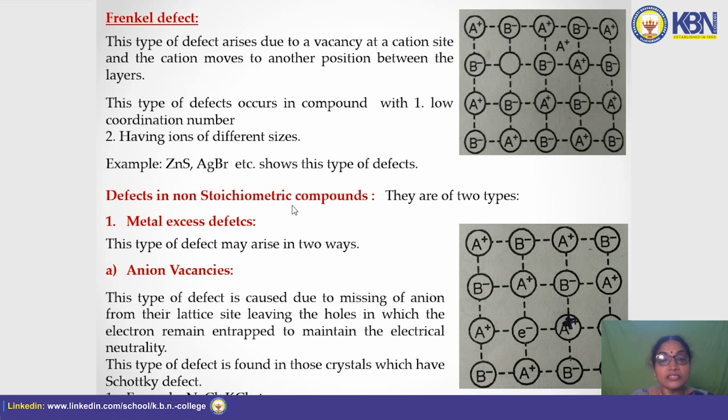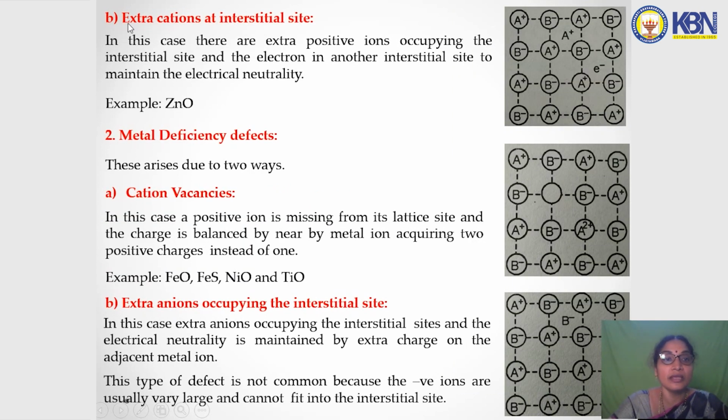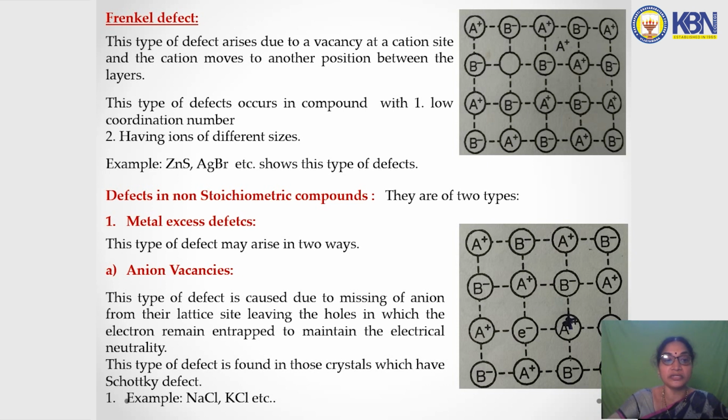Now, defects in non-stoichiometric compounds are again classified into two types: metal excess defects and metal deficiency defects. First, let us discuss metal excess defects. The metal excess defects are classified into two types: one is anion vacancy and the other one is extra cations occupying the interstitial site. These two are considered metal excess defects.